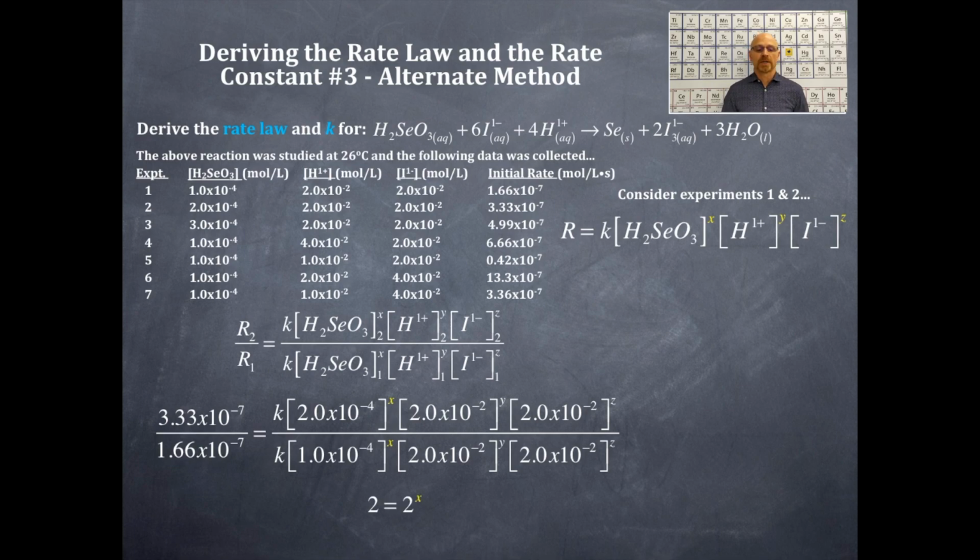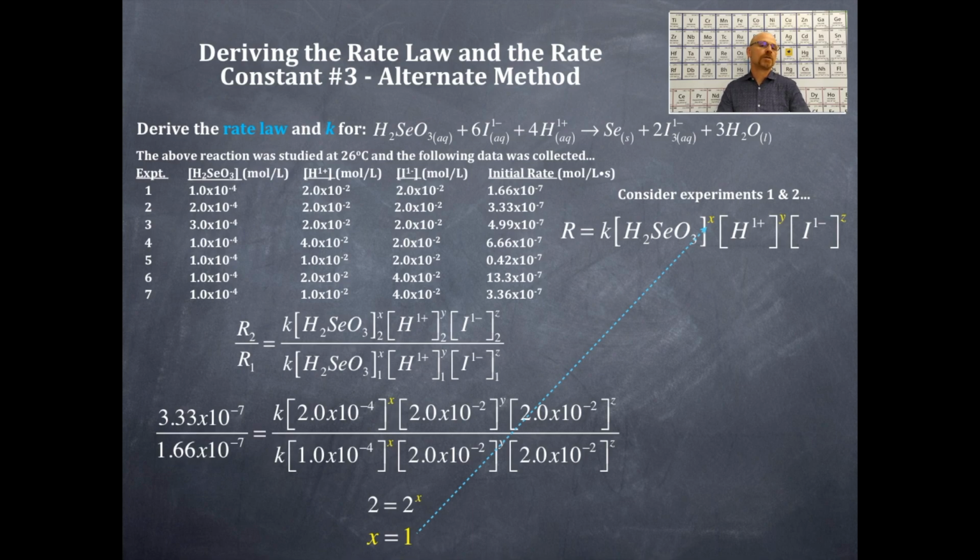Okay? So when I solve for this mathematically, I get 2 is equal to 2 to the power of X. What is that value of X? Well, that value is equal to 1. So now I know what this value here for X is. The order with respect to H2SeO3 is 1. And again, what you need to do is validate this with what you got before and say, H2SeO3, I got an order of 1 for this. It's an order of 1 for this one as well. So this one was really simple.